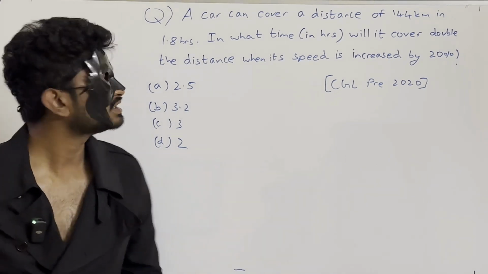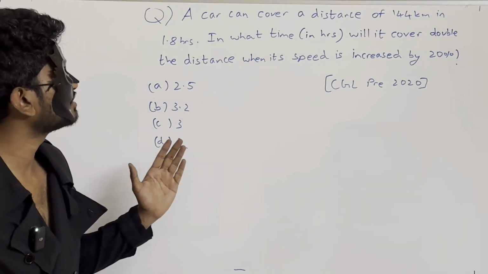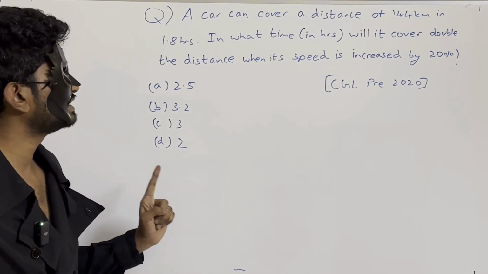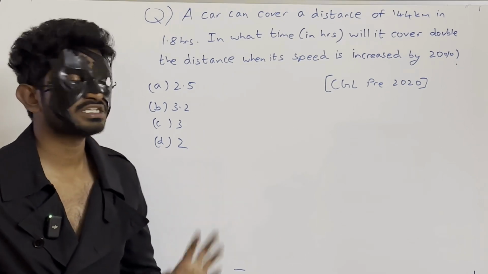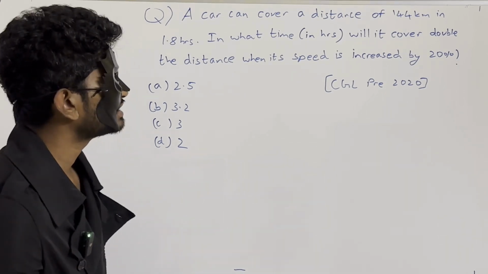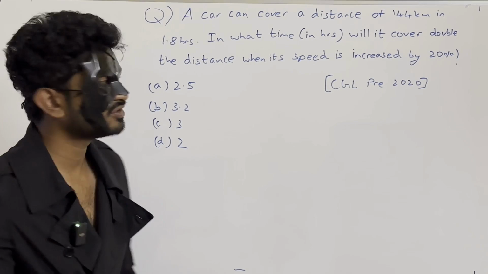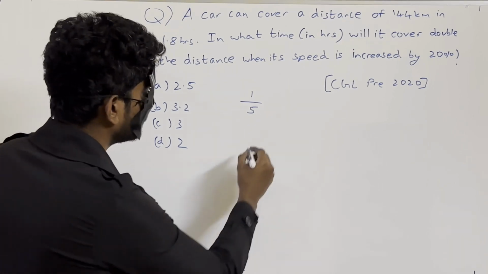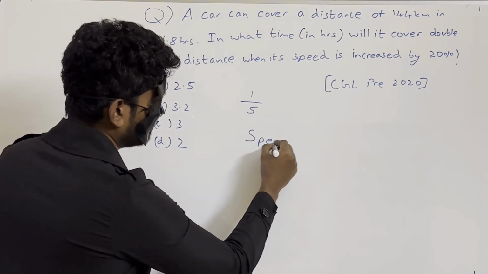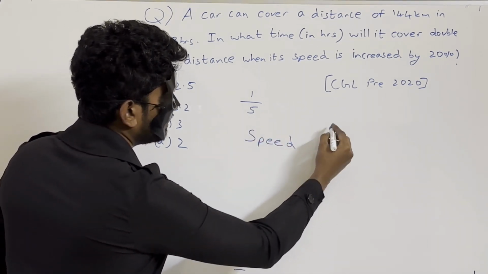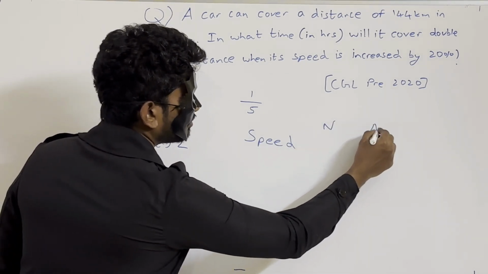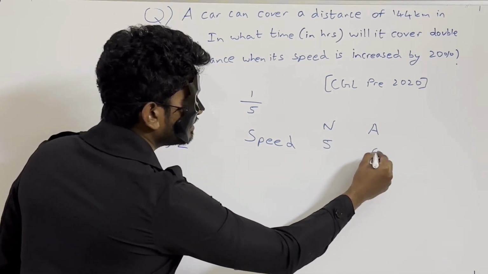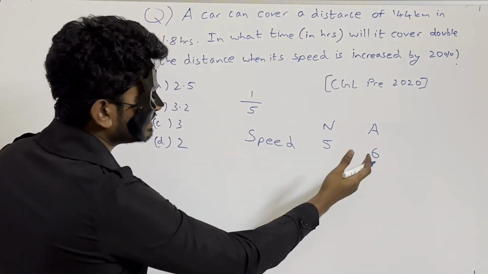So superhumans, next question is, a car can cover a distance of 144 kilometers in 1.8 hours. In what time will it cover double the distance when its speed is increased by 20%? So 20% is nothing but 20 by 100, nothing but 1 by 5th. So speed is being increased 1 by 5th times. So if initially it is 5, then at the later stage it will be 6.